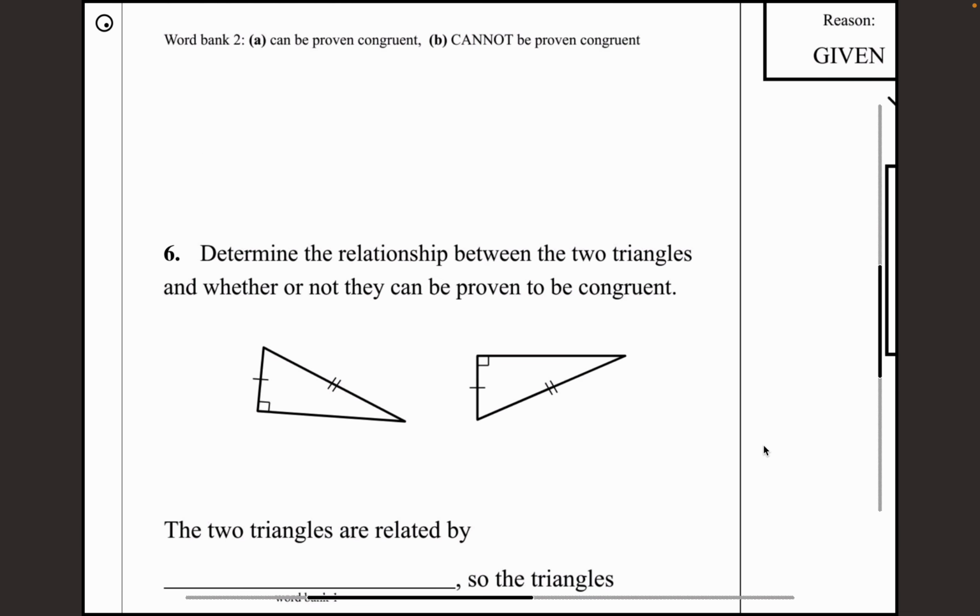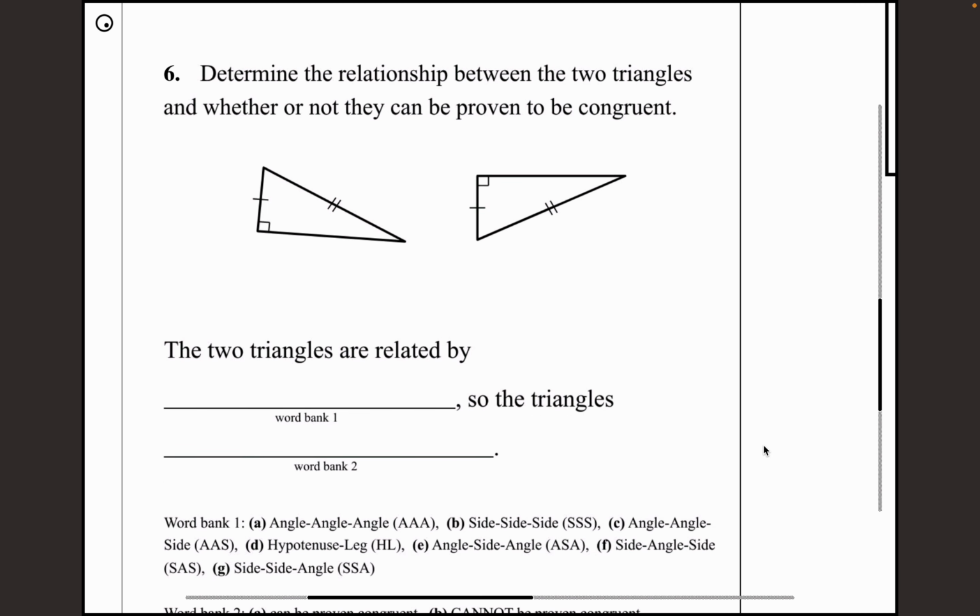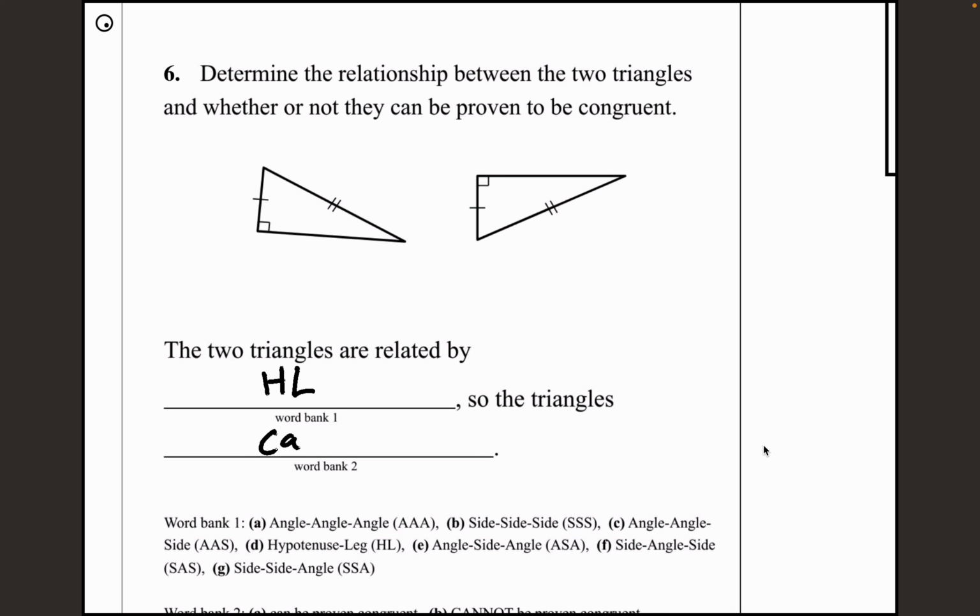All right, let's look at this last one. What would this be an example of? This is an example of hypotenuse leg, HL. All right? Because this time we have our hypotenuse, that diagonal line. So can or cannot? Can. It's one of the ones we talked about. All right, do we have any questions on these? Okay, does this make sense? Yeah.